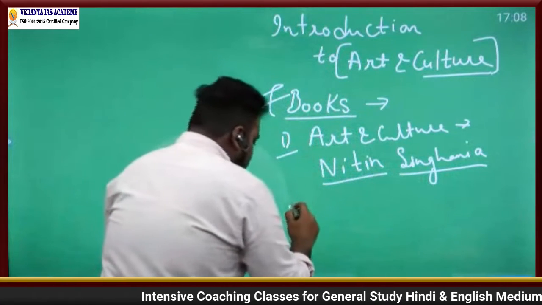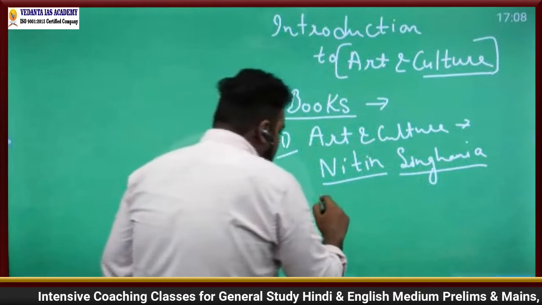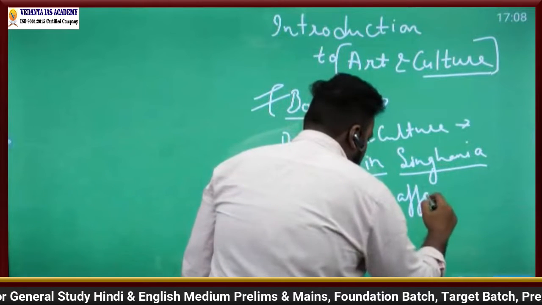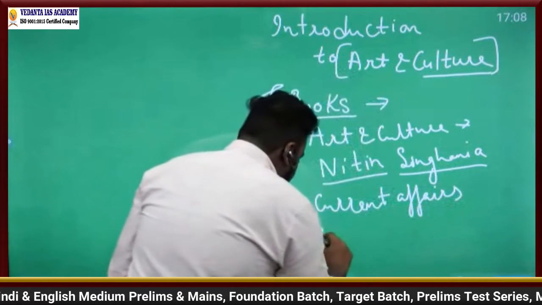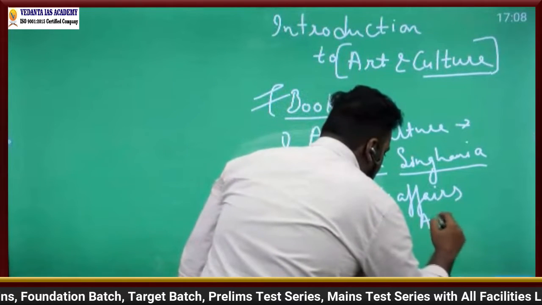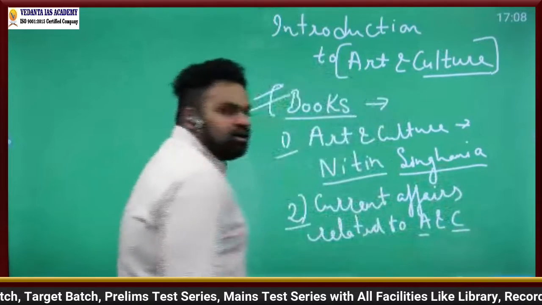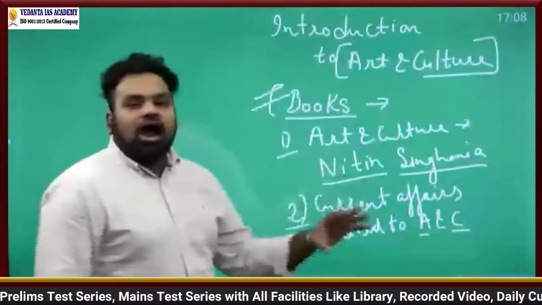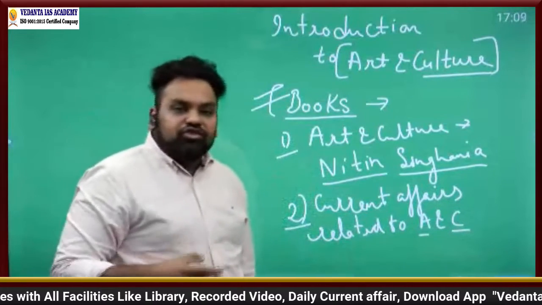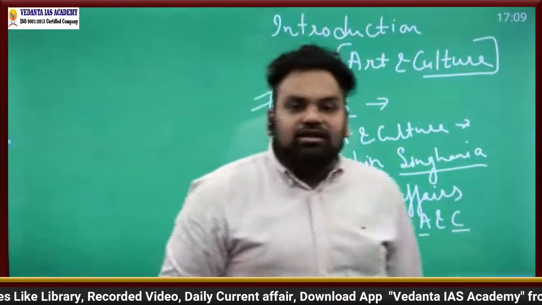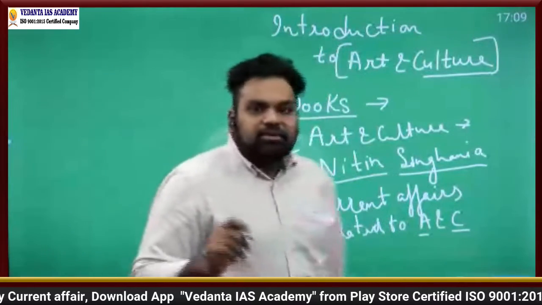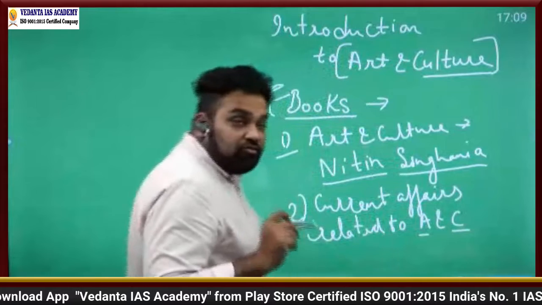Second thing which you need to read is the current affairs related to art and culture. Current affairs related to art and culture. That is the most important idea which you need to understand when you are reading this particular section. So, how exactly will the demand for current affairs be fulfilled?